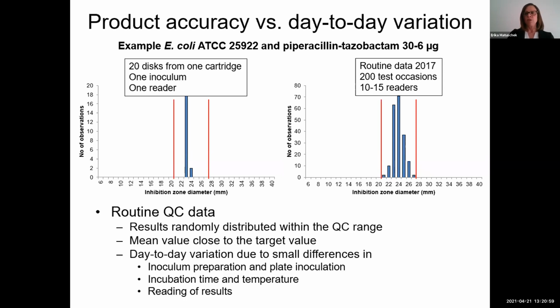So routine QC data must allow for some variation, but it's important that the disc potency is correct from the beginning so that you get into the middle of the range and not close to the lower or upper limit. So the aim here is to have mean values close to the target value, and we know that we have to allow for some day-to-day variation due to small differences in inoculum preparation, plate inoculation, incubation time and temperature, and reading of results.